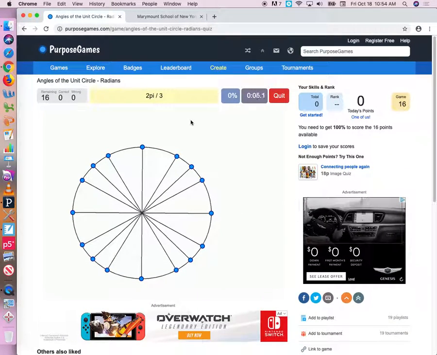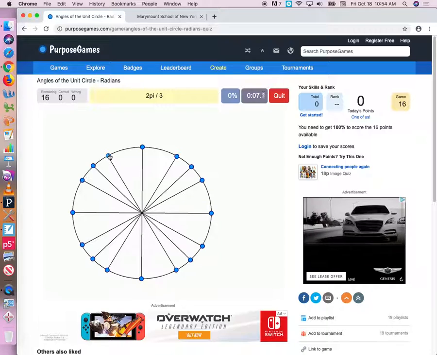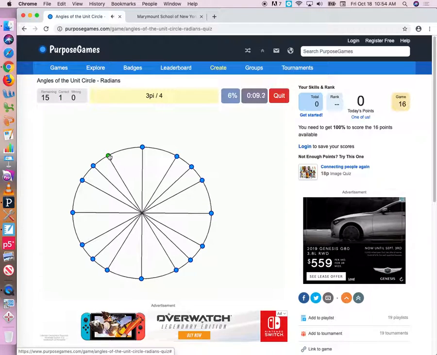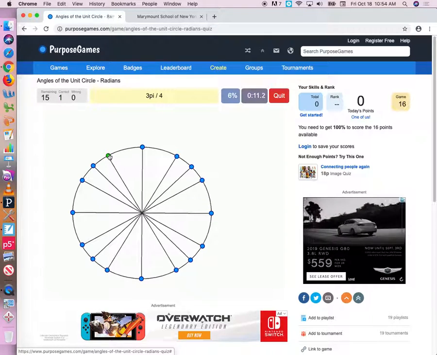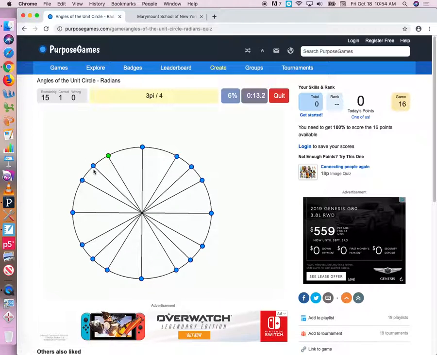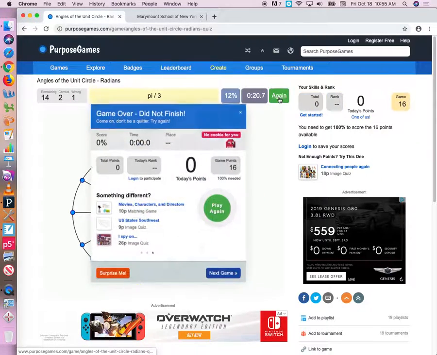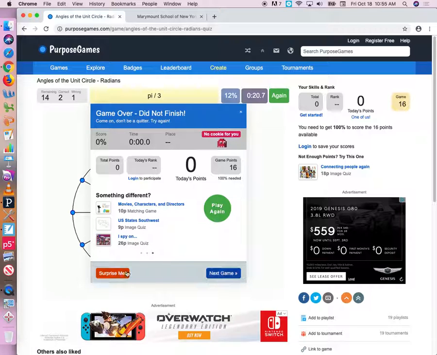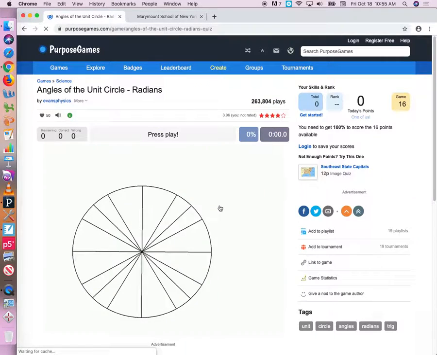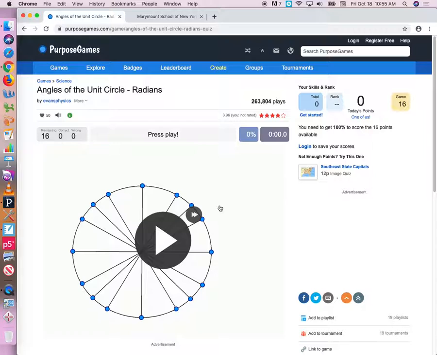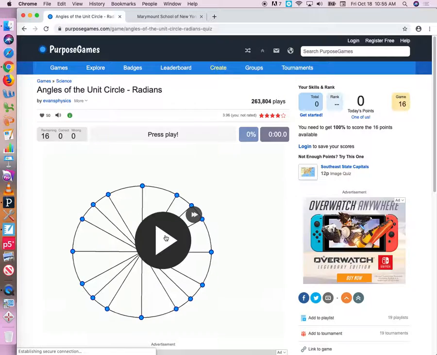2 pi over 3. Katie's really good at this, so it's right here. 3 pi over 4. What quadrant? You're just going like this. Second. All right, pi over 3. First. I was just testing y'all. Pi over 3 should have been 60 degrees, right? Pi over 3 is bigger.